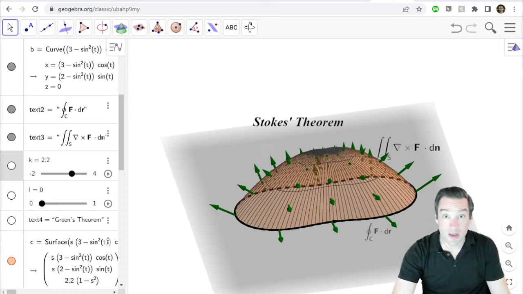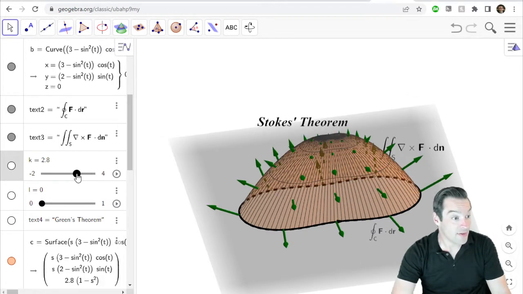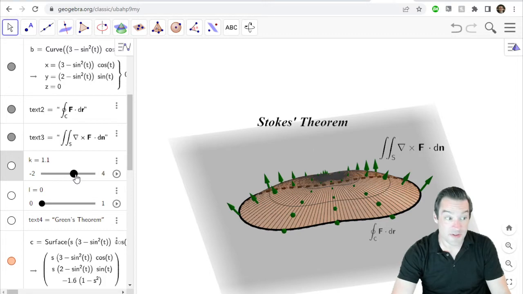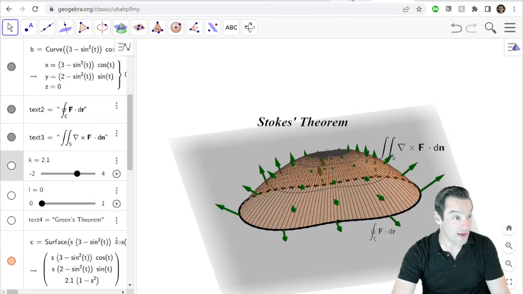So Stokes' theorem tells me that the circulation around a closed path in 3 dimensions of a vector field agrees with the surface integral of the vector curl of that vector field through any surface whose boundary is my closed curve. Any surface at all, as long as the boundary is the curve that I'm working with.